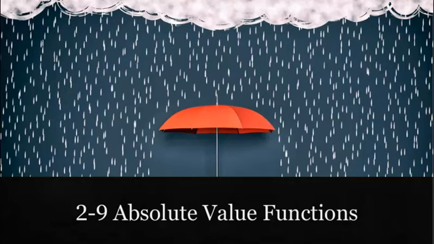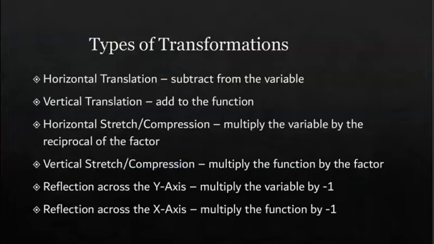So let me just remind you a little bit of how to do those in a function. For a horizontal stretch or compression, you're going to be multiplying the variable by the reciprocal of the factor. So you identify what you're stretching or compressing by, you flip that, and then it goes in where the variable is. So find the variable, put parentheses around just the variable, and then put your factor inside those parentheses.